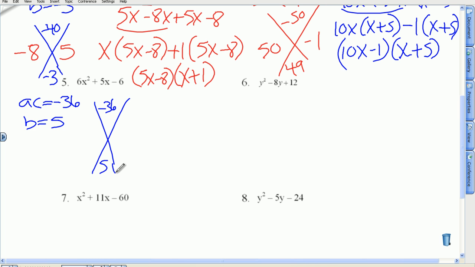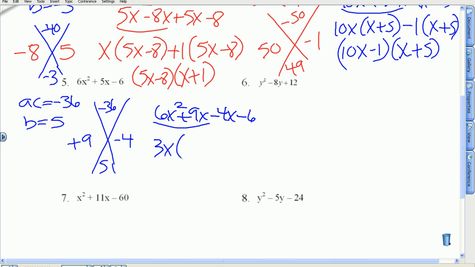Do you know what it is? Think about it. Positive 9 and negative 4. So we're going to go 6x squared plus 9x minus 4x minus 6. Factor the GCF out of the first two terms. That's 3x. We're left with 2x plus 3.